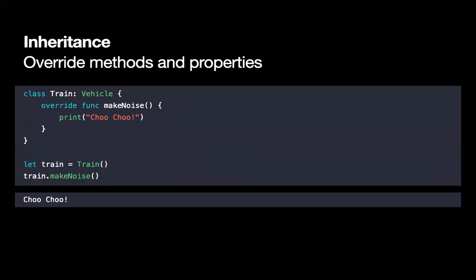Now the next is overriding methods and properties. Here again we have created one class, the train class, which is again inherited from the vehicle. Now we know that in the vehicle class we have defined one method, that is make noise. So in the subclass you can override the method of the base class. You can make changes to the make noise function. In the vehicle class we are not having the print function in the make noise base class function, so you can override that function in the subclass. Okay, so we will also run this onto the playground.